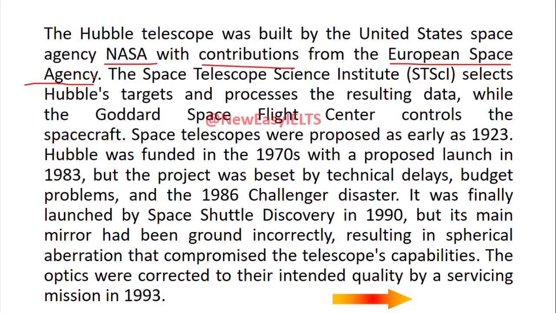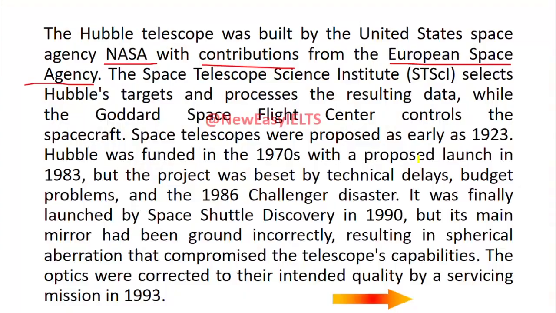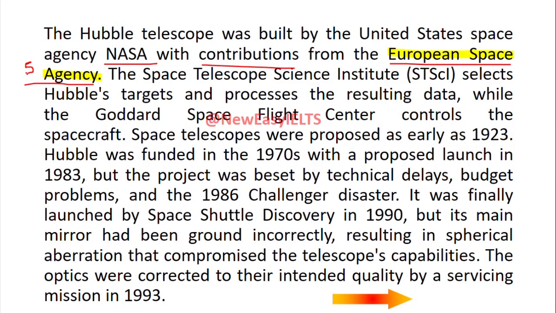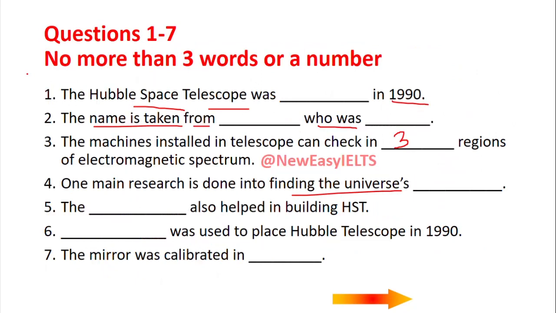But always read out the next line. The Space Telescope Science Institute selects Hubble's targets and processes the resulting data, while the Goddard Space Flight Center controls the spacecraft. There is no new information about who helped in building the Hubble, but it was about European Space Agency. It is written, so we will put in that as our answer. So that is our fifth question's answer. Let me just write it down. Number 5. Okay, we have done this.